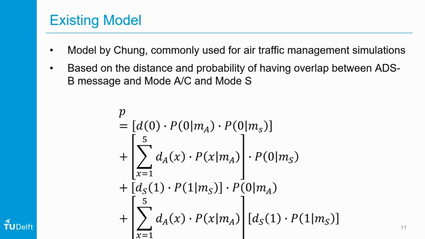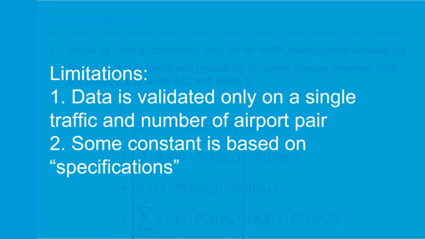Next, this is the existing model. I will not dive deeper because the equation is quite lengthy, and I myself took some weeks to understand what is inside this. But the important thing is this has been used for air traffic management simulations, and this model considers the distance in the equation and the overlap or the interference with mode AC and mode S. However, we found this limitation: the data was only validated on a single traffic and number of airport pair, based on data from the early 2000s or even earlier. They did not validate it on another source of data. Also, some constants in the model are based on specifications. So we find it a bit loose how they calculate these constants, and that's why we also need to verify this existing model.